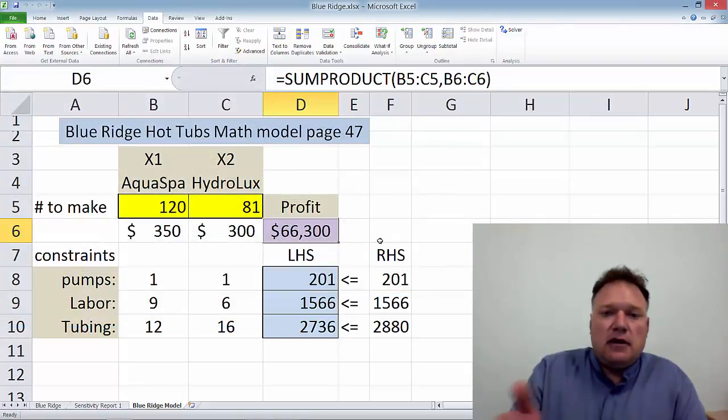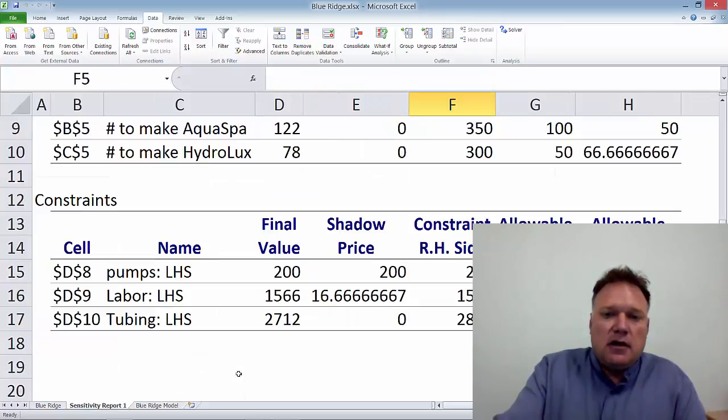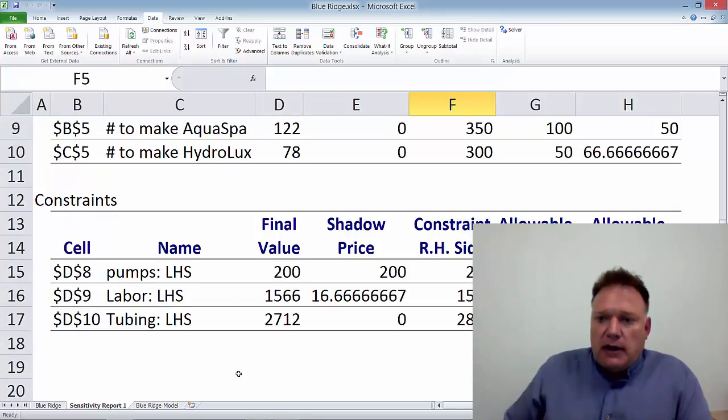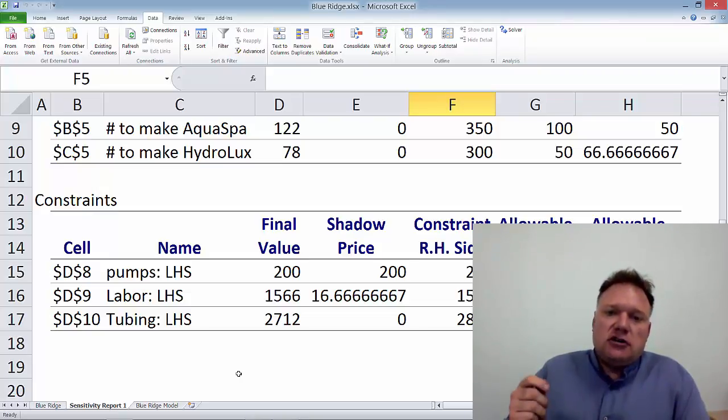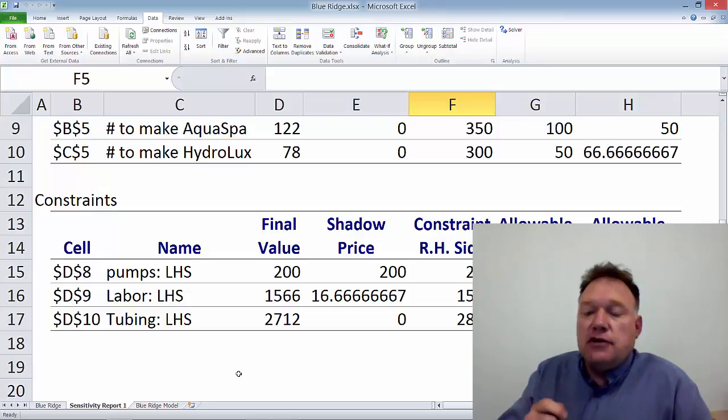And there it did. It changed to 66,300. So perfect. Now, let's go back here. We've got this allowable increase and allowable decrease on the other side. What that's telling me is that for each, that will hold true. I will get $200 additional profit for every additional pump I get up to 7.